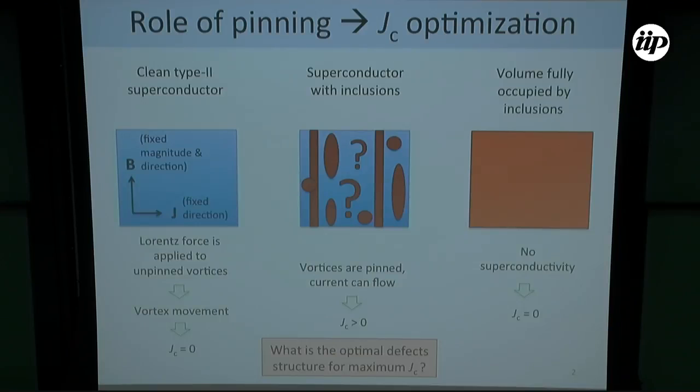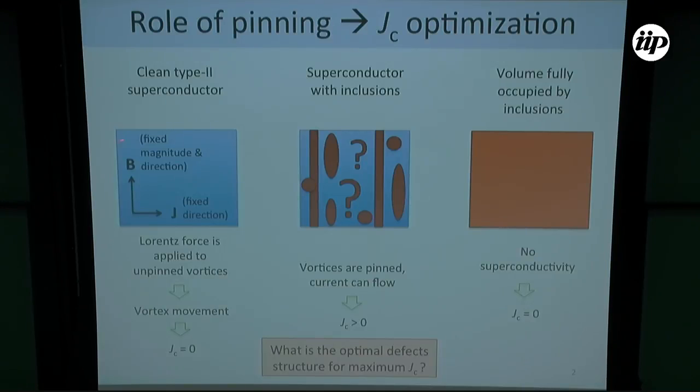So let me formulate the problem in a more mathematical way. Let us consider the superconductor, fix the amplitude and the direction of the magnetic field, and fix the direction of current. This is a little bit unusual because usually you fix the landscape and change the magnetic field, temperature, and stuff like that. But here we fix the magnetic field and temperature, and change the pinning landscape and describe the dependence of the critical current on this landscape.